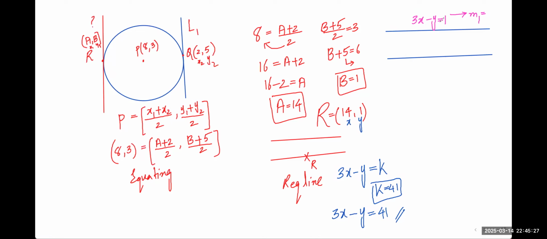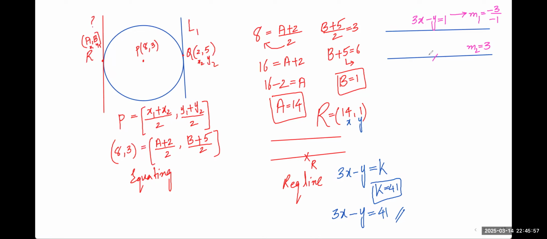What's the formula to find the gradient from the straight line? Don't you remember? Minus x coefficient by y coefficient. It means we get the m2 value. This minus minus cancels, 3. Two lines are parallel if their gradients are the same. So the gradient m1 is 3, so the gradient of the required line is also 3.